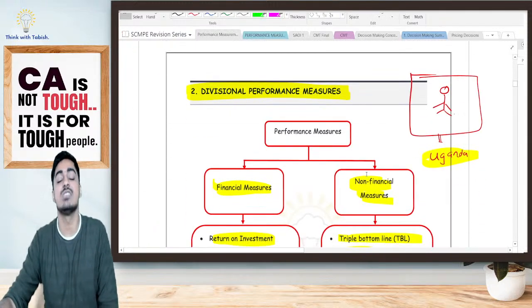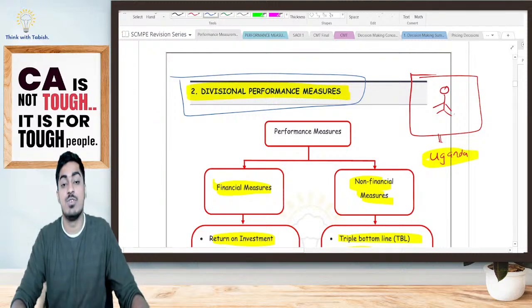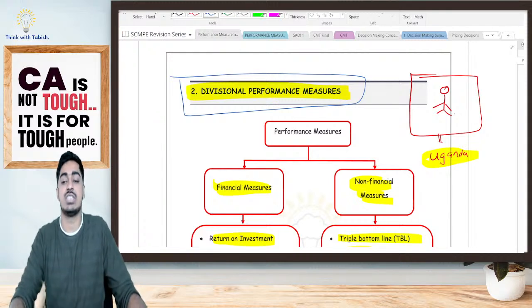So the miscellaneous areas, we've done as quickly as possible. However, our main area, that is divisional performance measures, we've spent sufficient time, we've explained as detailed as possible. Okay, with this, the chapter is over, my dear students.